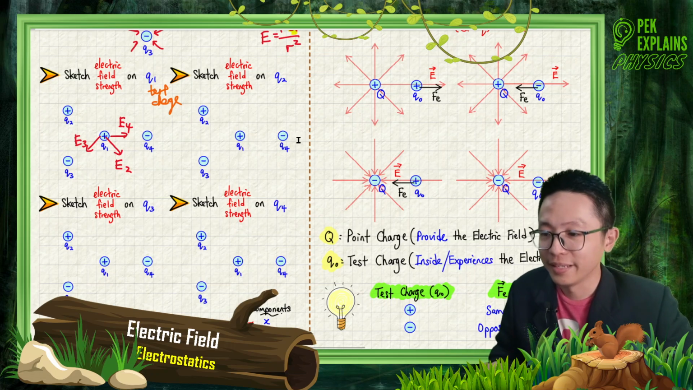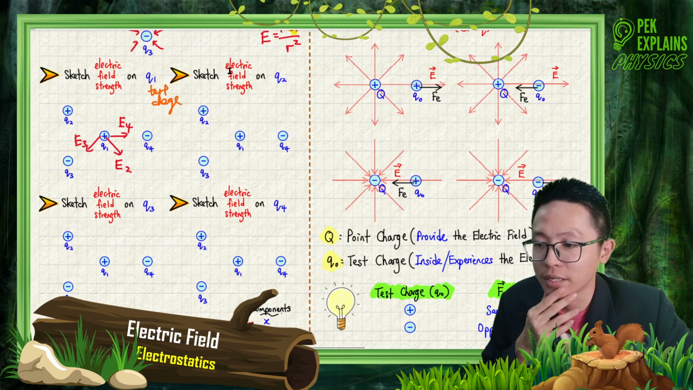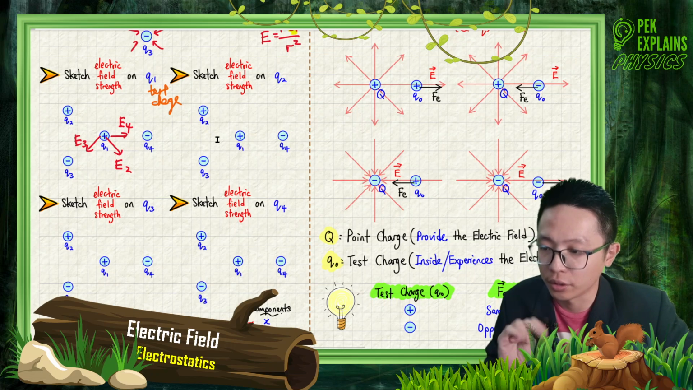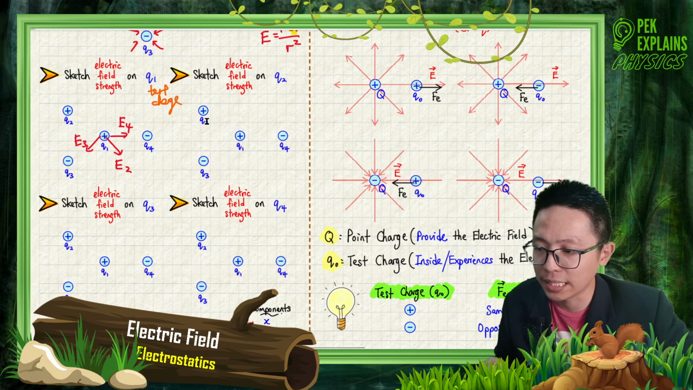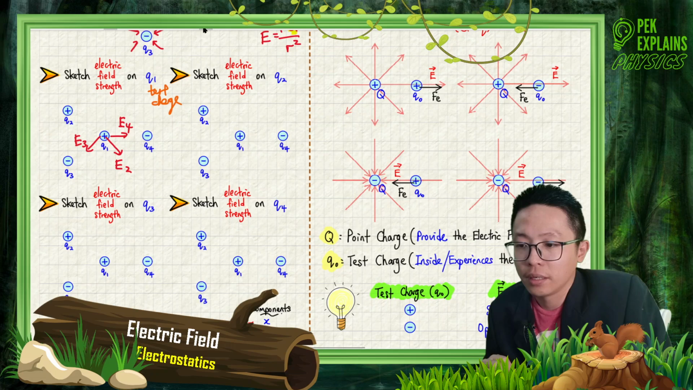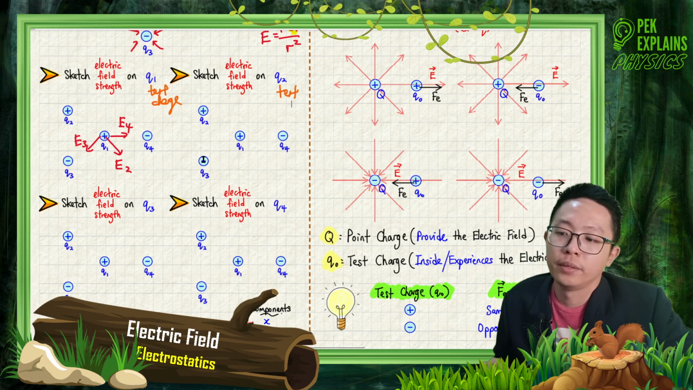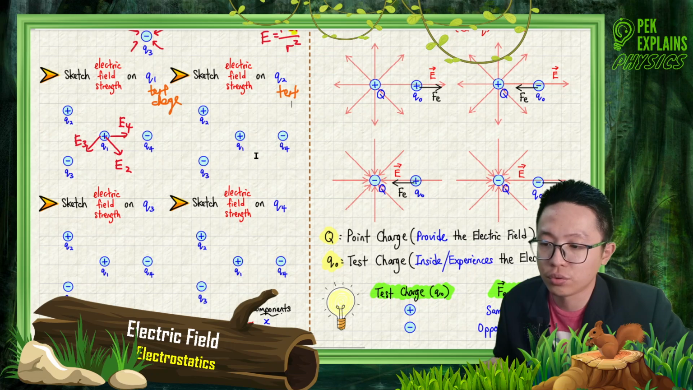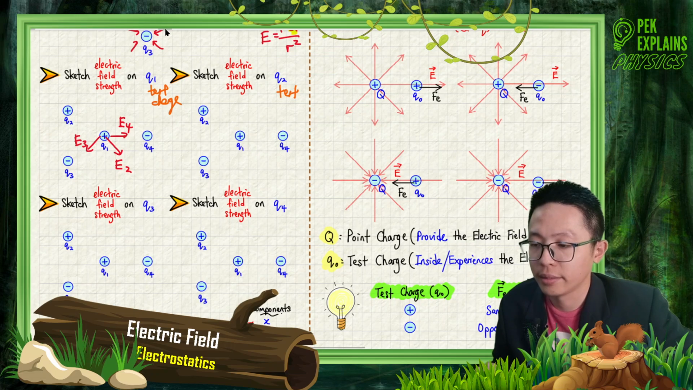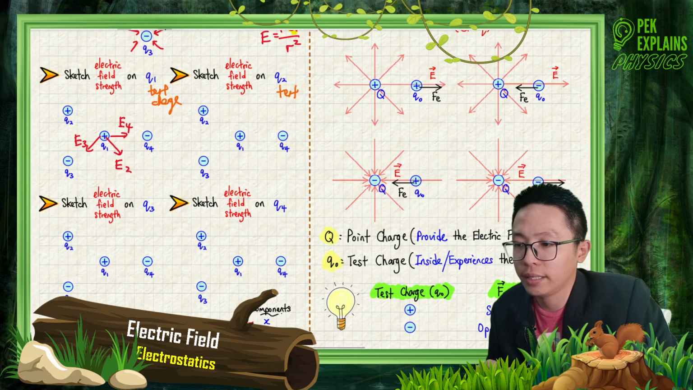Okay, that's enough. Now, how about sketching the electric field strength on Q2? Q2 is the test charge. So first thing, don't look at Q2. Q1, Q3, Q4 provide the electric field. So how does it look like?